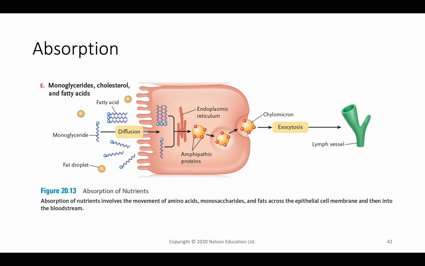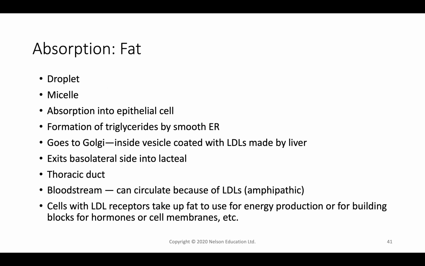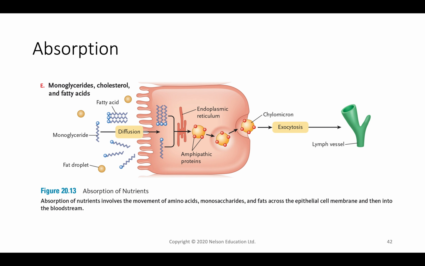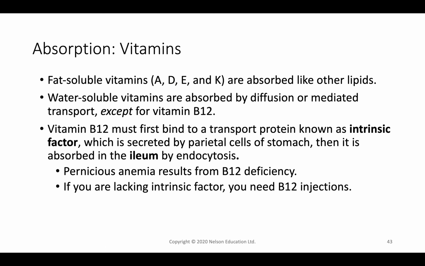Okay, so this is what I'm talking about when I'm talking about the absorption of monoglycerides, cholesterol, and fatty acids. Anything that is fat-soluble can be broken down, diffused into the cell, but needs to then be processed by the ER and the Golgi and secreted out in a chylomicron. What does that mean? This chylomicron here is going to be able to be carried out through the lymphatic tissue and then dropped back into the blood supply through the thoracic duct, where it can be carried because of LDL molecules, which will help carry it through the aqueous solution.